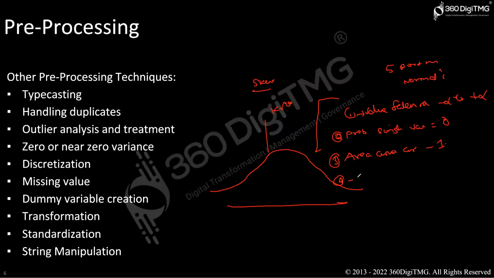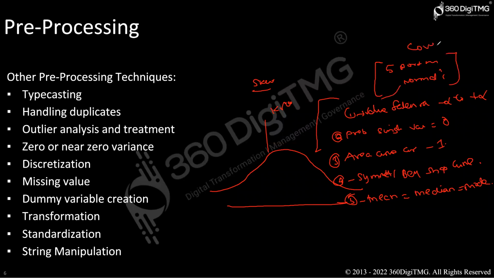And the curve will always follow a symmetrical nature, a bell-shaped curve. The fourth thing is we used to say mean equals median equals mode. So these are the 5 properties, or it is majorly covered. Right?